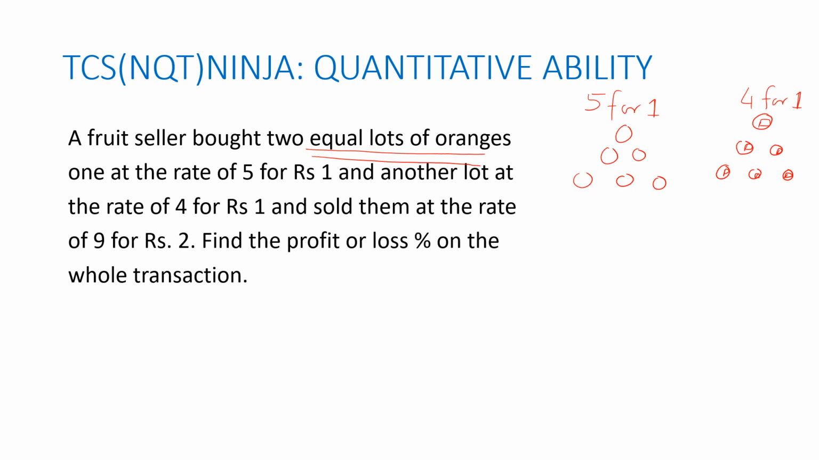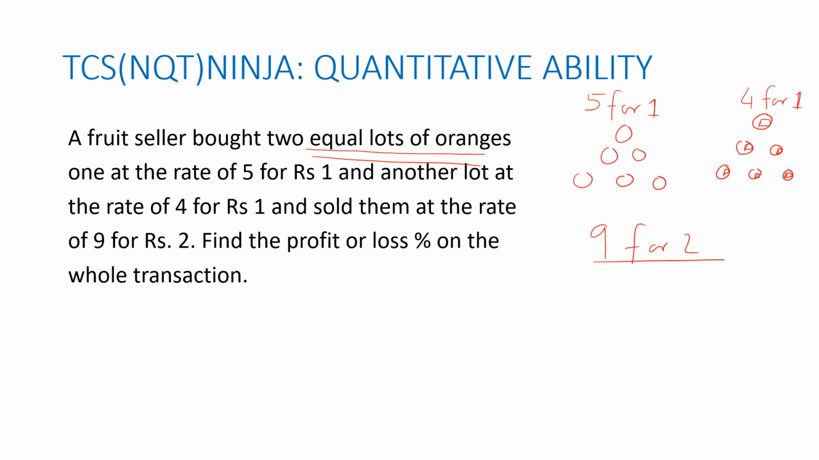Now towards the end he mixes them, that's what the question is saying, and he happens to sell them for 9 for rupees 2, and you need to find the profit or loss percent. Now, if I'm not paying attention to my question, I could simply answer, okay, 5 for 1 and 4 for 1 and selling 9 for 2, so there is no profit, no loss. But that's not going to be the case. Okay. So let's try to work with it.